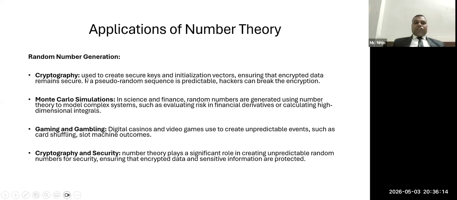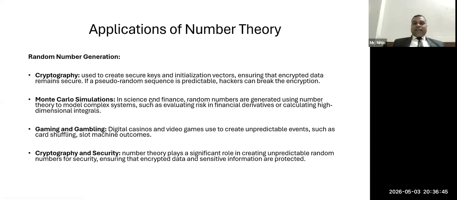Cryptography is used to generate secure keys and initialization vectors, ensuring that encrypted data remains secure. And if a pseudo-random sequence is predictable, hackers can break the encryption. Yes. So to avoid this, we generate random numbers in cryptography. Then the second one is Monte Carlo simulation. Yes, maybe you have heard this term, Monte Carlo simulation.